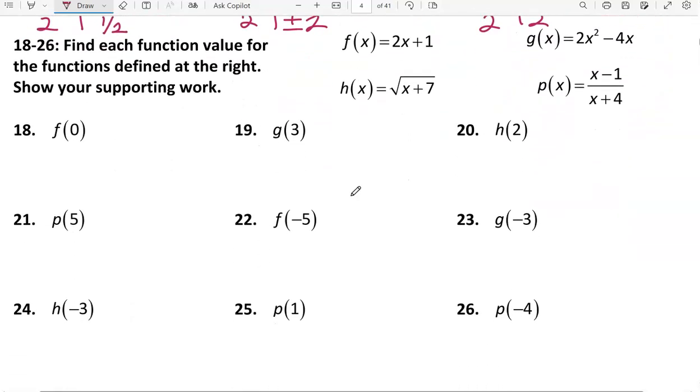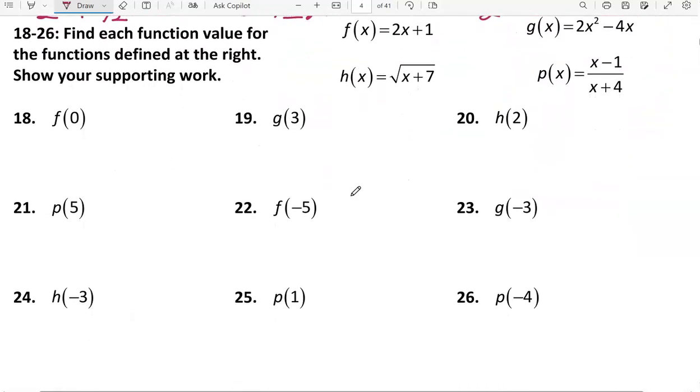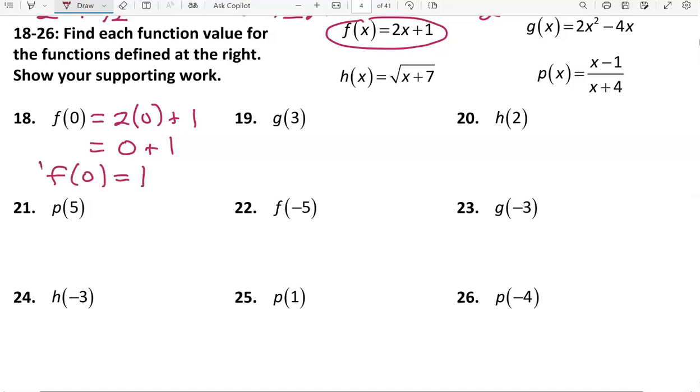For numbers 18 through 26, we're going to find each function value for the functions named at the right. Be careful that you are using the correct name for each function. f of 0, we're going to use the function f of x. So f of 0 is equal to 2 times 0 plus 1. Just replace the x value with 0, and that will give us 0 plus 1. That means that f of 0 equals 1.